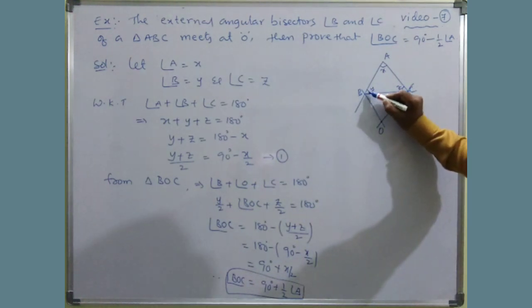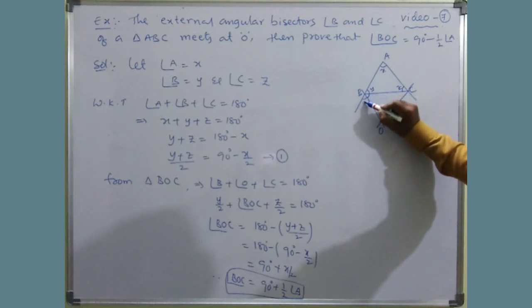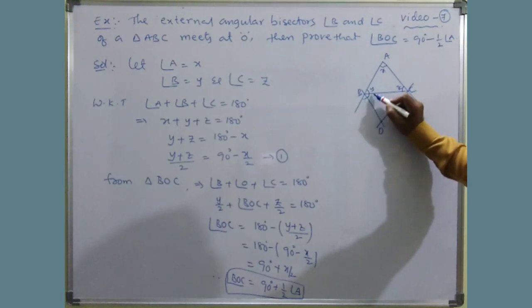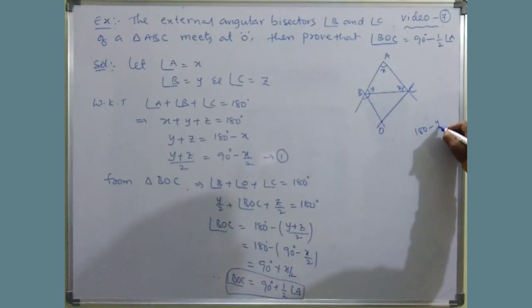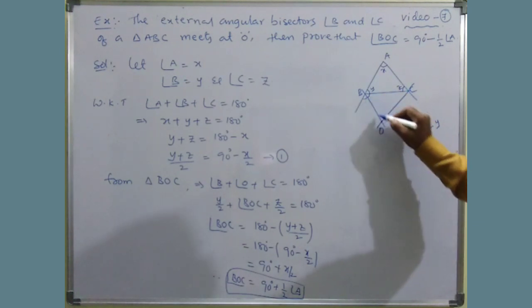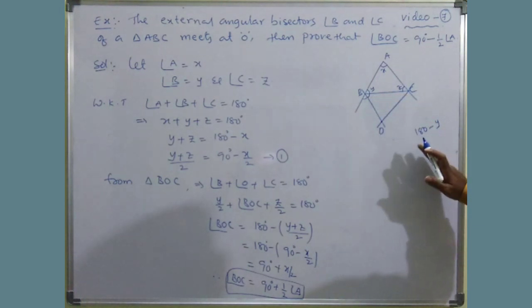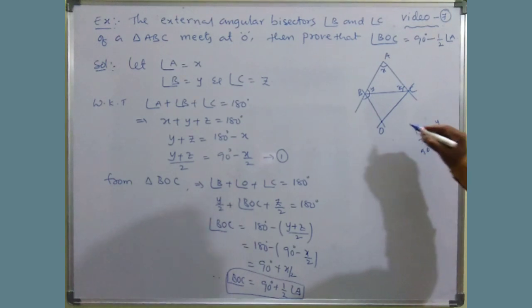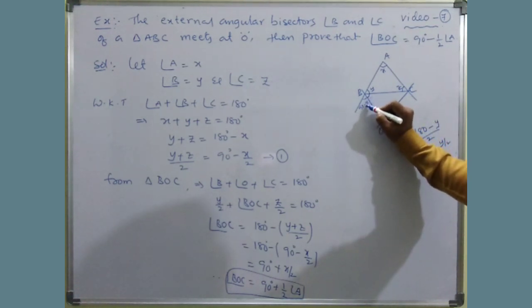See, this entire angle is a straight angle, isn't it? This part plus this part, 3 parts: part 1, part 2, part 3. The sum of these 3 parts is clearly a straight angle, 180. So this part is y, which means these 2 parts are nothing but 180 minus y. But now it's an angular bisector, so this should be divided into 2 parts. 180 minus y, divided into 2 parts, is 90 minus y by 2. Hence this angle is 90 minus y by 2.